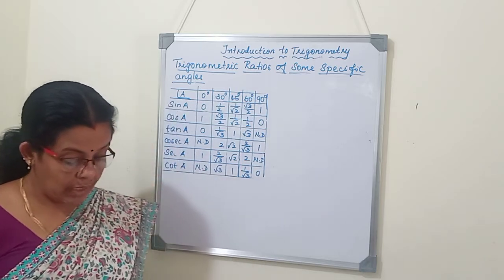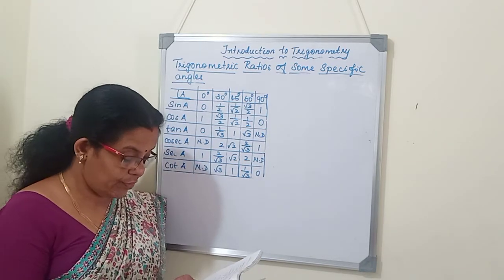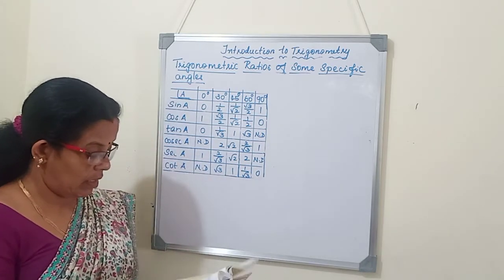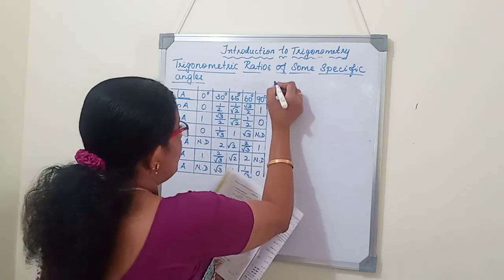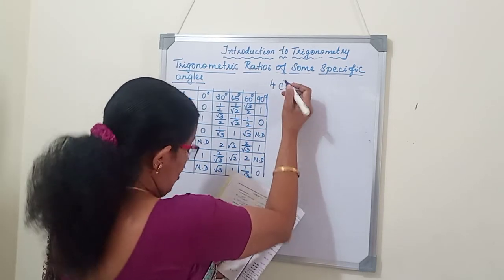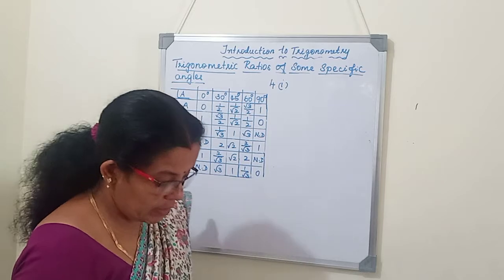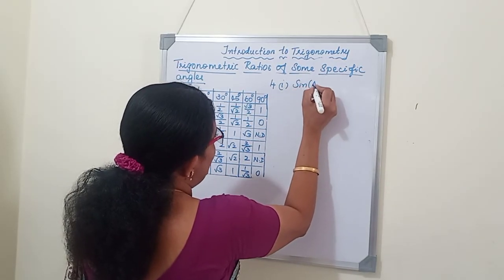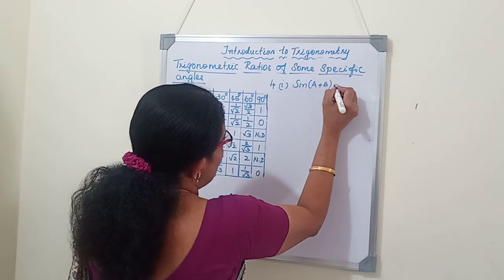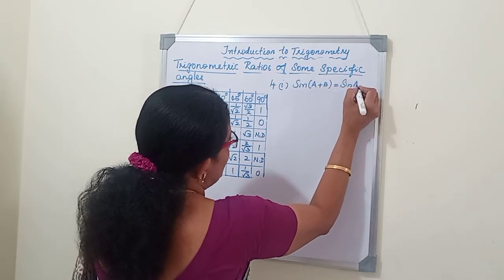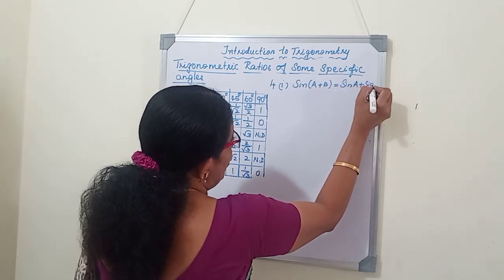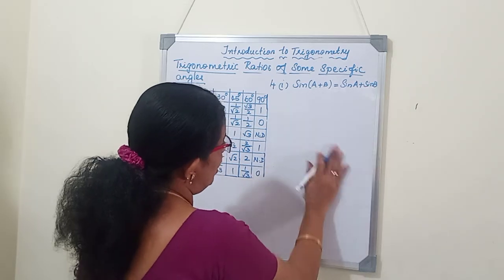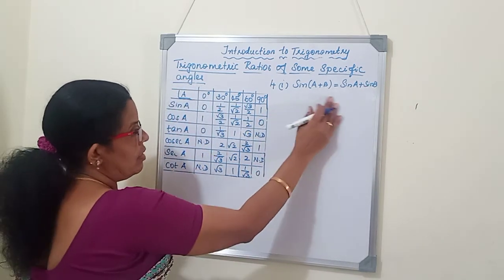Next question is, state whether the following are true or false. Justify your answer. The first statement is, sin(a plus b) equals sin a plus sin b. Is it true or false? We have to justify our answer. We have to say the reason why it is true or why it is false.